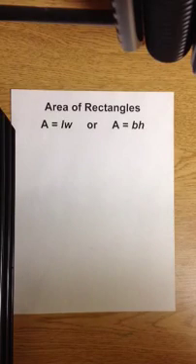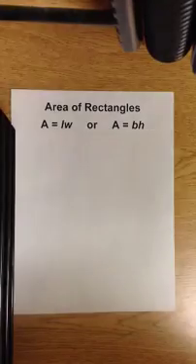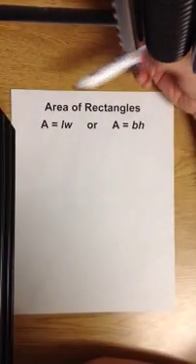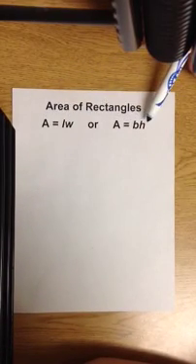Talk about how to find the area of squares and rectangles. To find the area of a rectangle or square, you need to know the math formula of A equals LW or A equals BH.